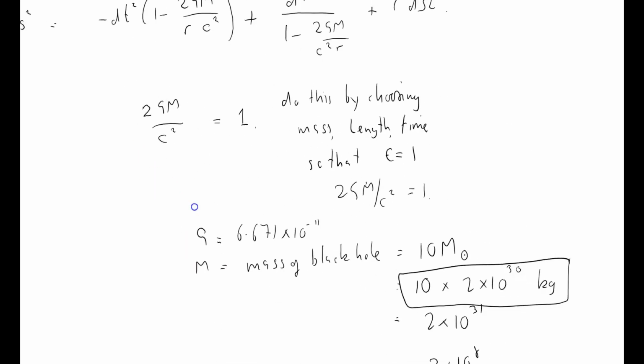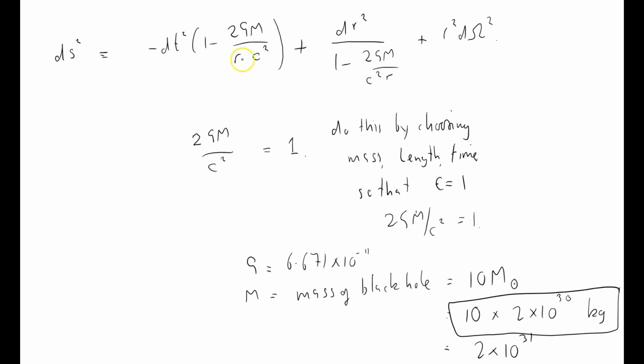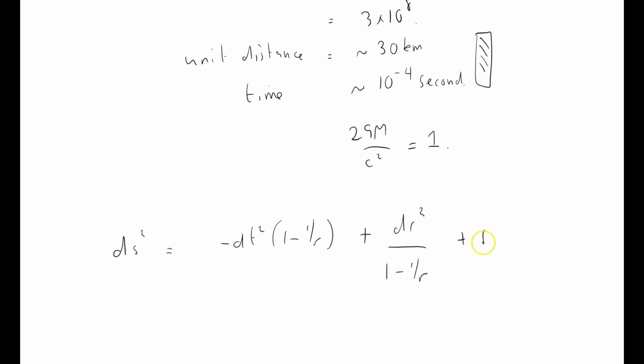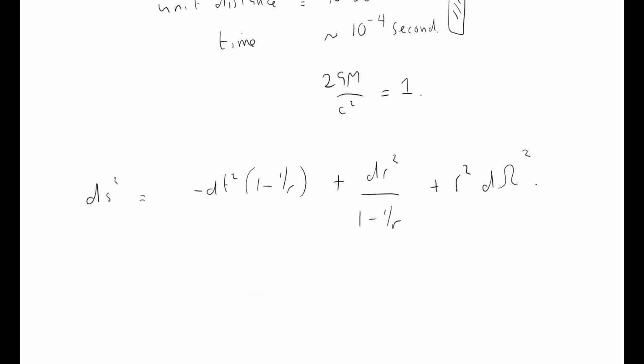So I can rewrite my Schwarzschild metric in a much easier way, because this group here, 2GM over c squared, equals 1. And so what that means is that ds squared equals minus dt squared times (1 minus 1 over r), plus dr squared over (1 minus 1 over r), plus r squared d omega squared. But of course, for reasons I don't understand, nobody seems to use these units, but I'm going to use them, and I'll show you in the next screencast.